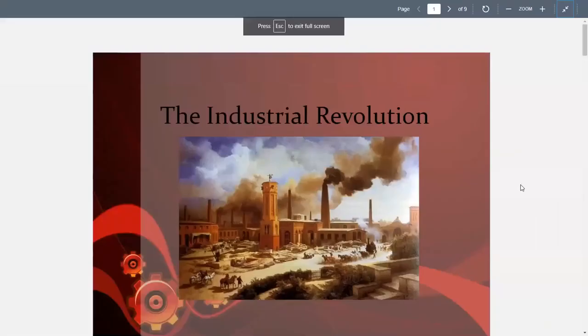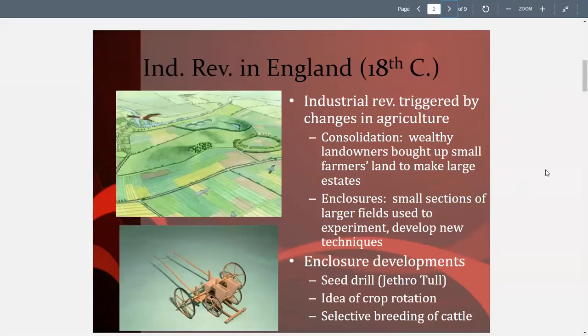Okay. So what I want to show you next is just a simple screen show of the Industrial Revolution with some points to emphasize. So as I said at the beginning of class, it is not until people figure out that they are able to rotate crops and create a surplus of food that you're going to see growth in cities. So the Industrial Revolution is caused by the advancements in agriculture.